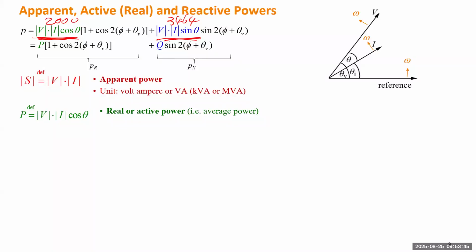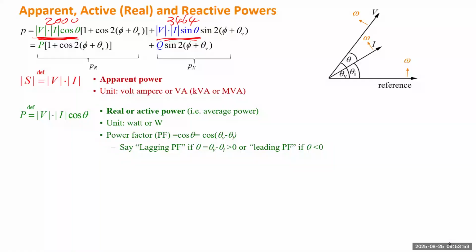This is really the power the load consumes. So the unit will be the same as conventional power, watt or W. And we call this cosine theta, which is the apparent power multiplied by the cosine theta. The theta here is the difference between the voltage and current. We call this power factor, because that means the percentage of the apparent power that really becomes the real or active power.